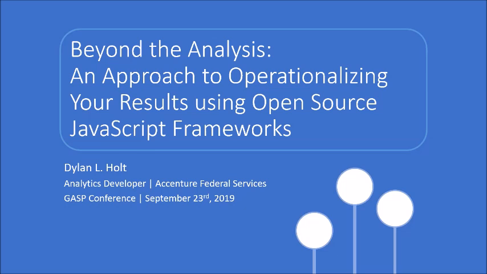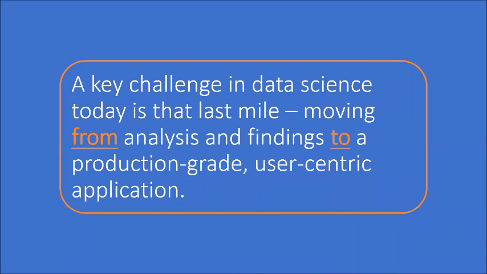So with this, one of the key issues that I face day to day in my job in data science is really that last mile. How do you move from an analysis or findings to a production grade, user-centric application? Think about if the outcome of your analysis is actually publishing. We just had a talk on publishing official statistics. So you've gone through all the trouble of building that analysis to actually publish those official statistics, but how do you make that useful to someone else?